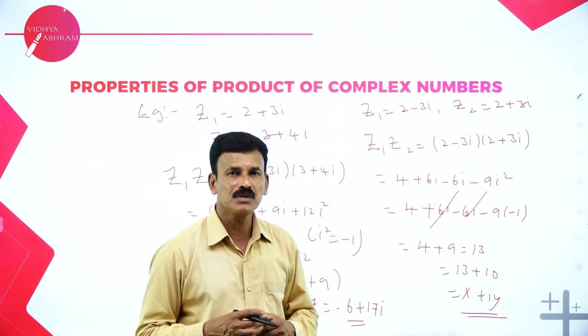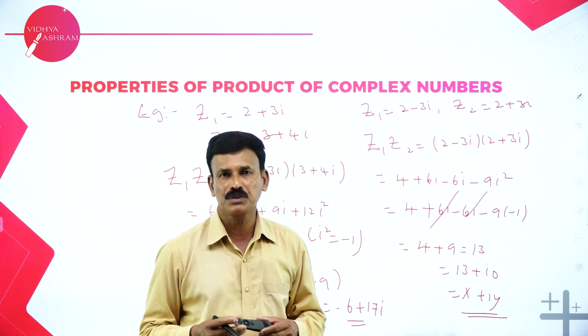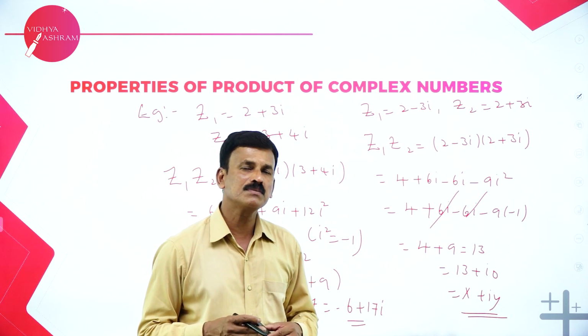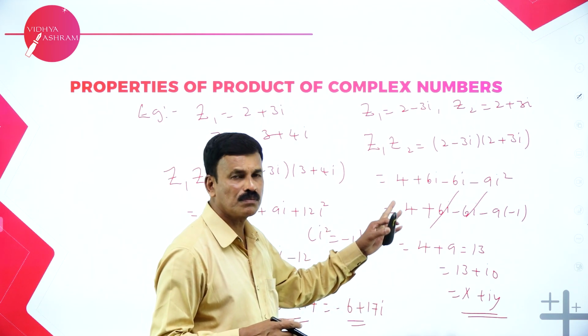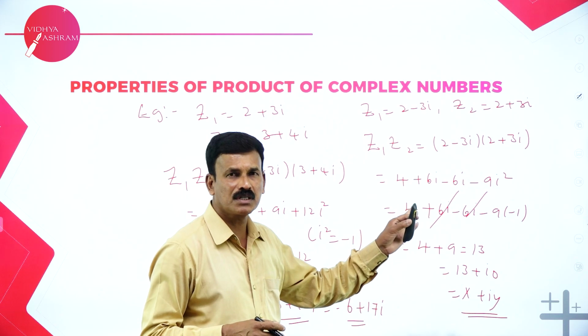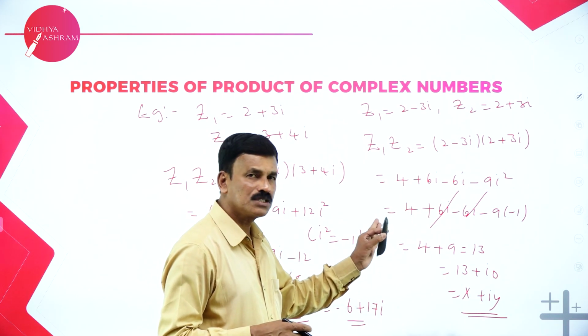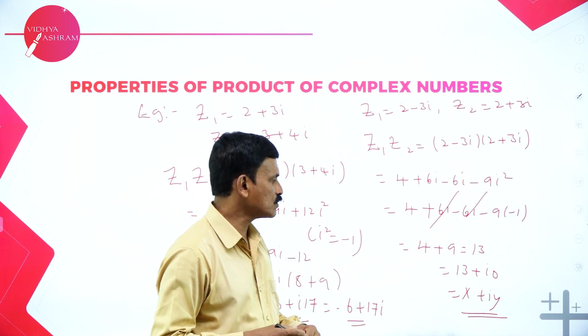So if you observe carefully, this is of the form a minus b into a plus b. A minus b into a plus b is nothing but a square minus b square. So 2 square is 4, minus 3i whole square is 9i square, which is equal to minus into minus becomes plus, 4 plus 9 is equal to 13.